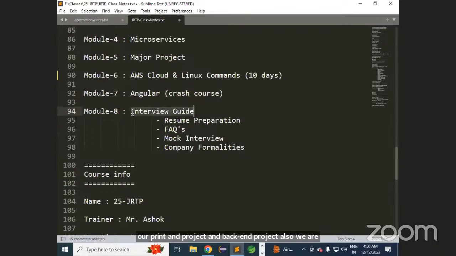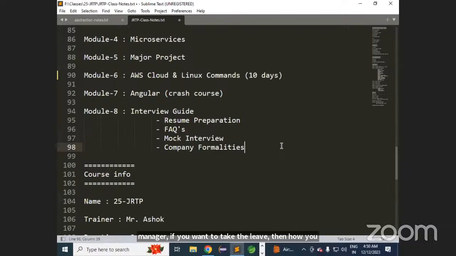Then interview guide, resume preparation we are going to see, frequently asked questions, mock interviews, and company formalities. How joining formalities will be, how exit formalities will be in the IT industry, how to write emails in the company, how to talk to the manager. If you want to take leave, then how you need to write the email.